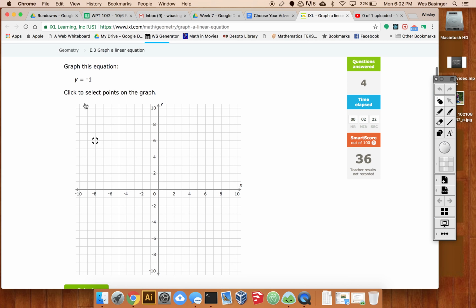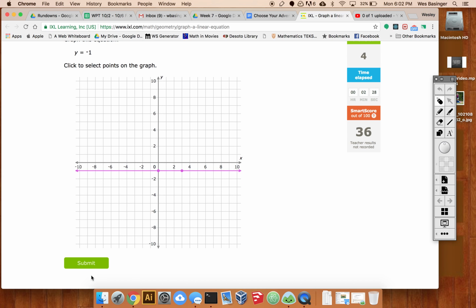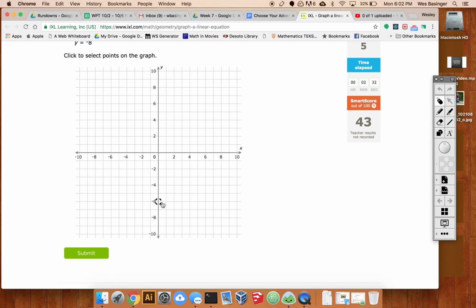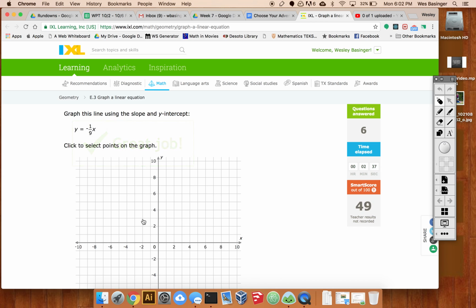Same thing on this one. No slope, but I can start at the y-intercept, which is negative 1. Go ahead and make it a flat horizontal line. And that should work. Same thing on this one. Those are actually the easiest kind.